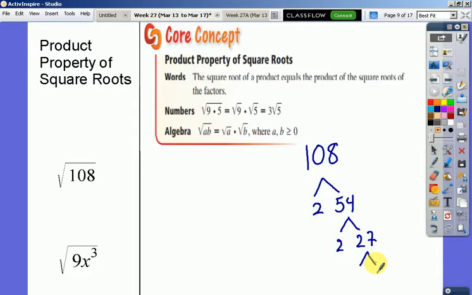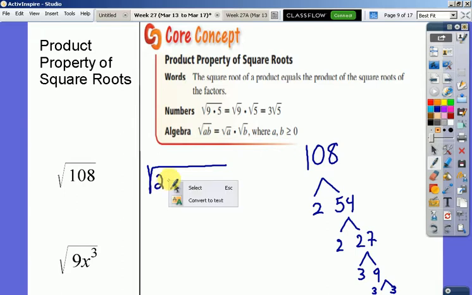And what does 27 break down to? 3 and 9. And what does 9 break down to? 3 and 3. So, what I want to do is underneath my radical, I want to write those product of primes. So I have 2 times 2 times 3 times 3 times 3.